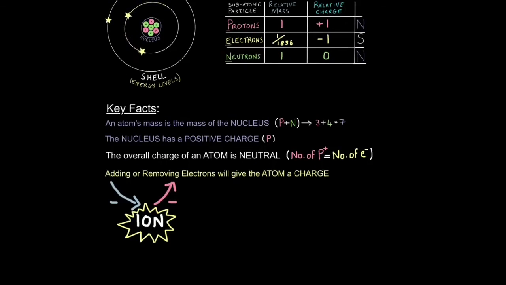So an atom that hasn't been tampered with will have a neutral overall charge. But if you do start playing around with it by adding or removing electrons, you will give that atom a charge. You could add more electrons, giving it a negative charge, and you could take away electrons, giving it a positive charge. Either way, you create an ion. An ion is a chemist's word for a charged atom.